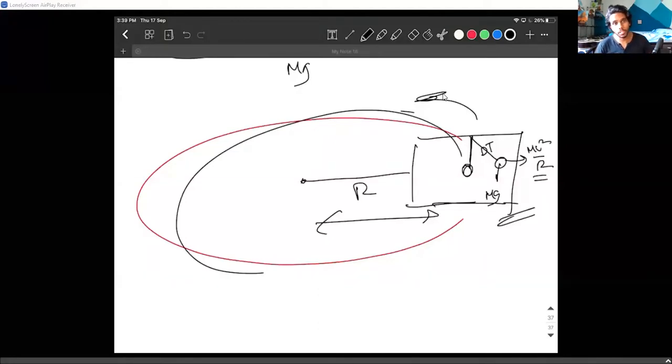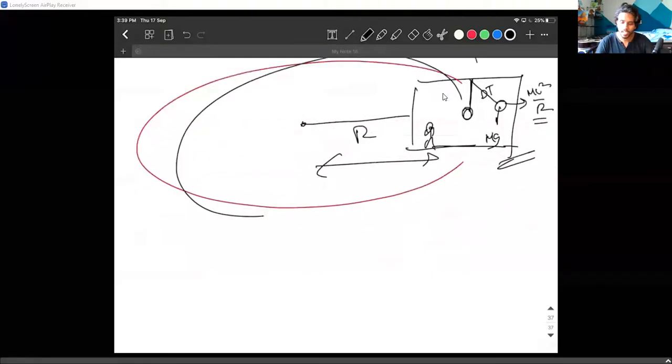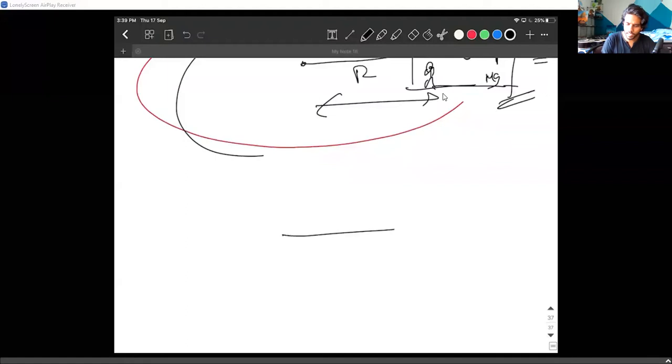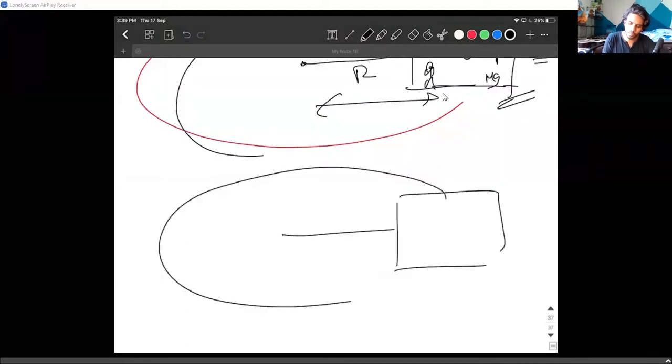If you want to solve this problem in the normal frame of reference, it gets a bit difficult. So that's why you sit in the frame of reference of the container, you try to solve the problem, it gets much easier. Okay. There is a problem in HC Verma where that container is going in a circular motion. The container is going in a circular motion.